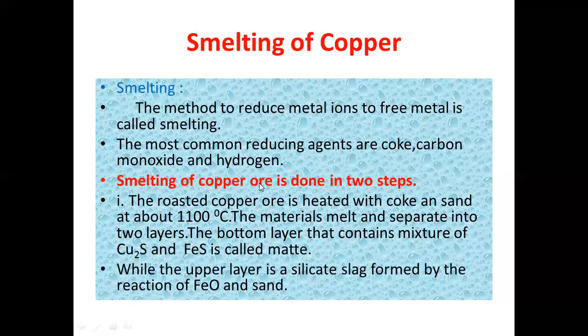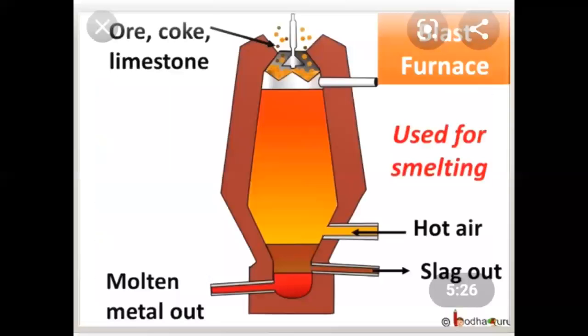By roasting that matte again, what will happen? Some of the iron sulfide will oxidize into iron oxide. That iron oxide will then react with the sand and will form iron silicate, or slag.